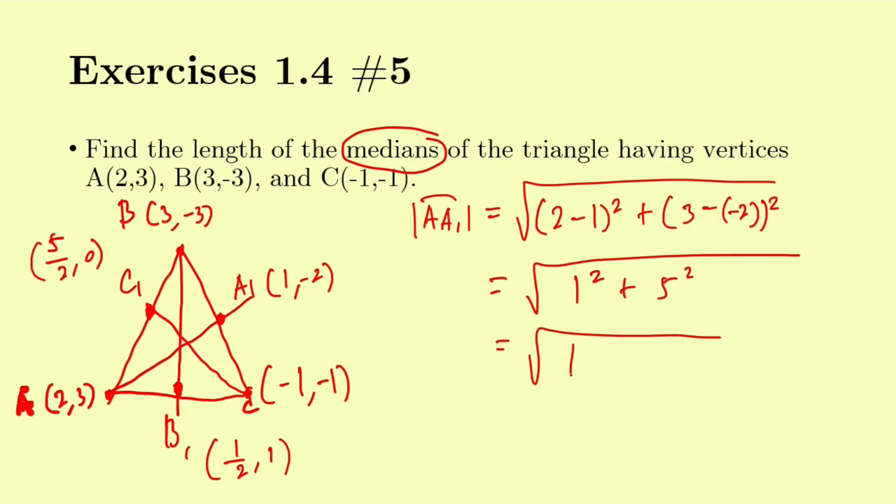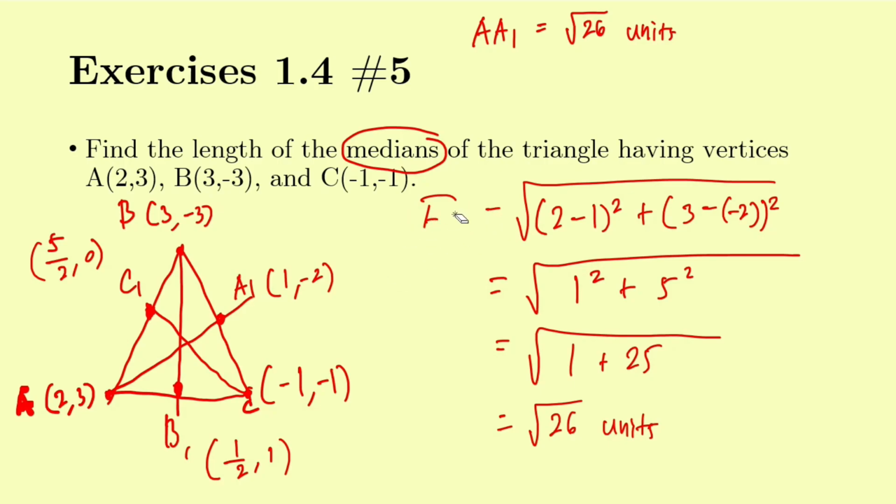That's equal to 1 plus 25. So square root of 1 plus 25, and that is equal to square root of 26 units. So that's the length of the median a in a sub 1. So that's the first median. It has the length of square root of 26 units.